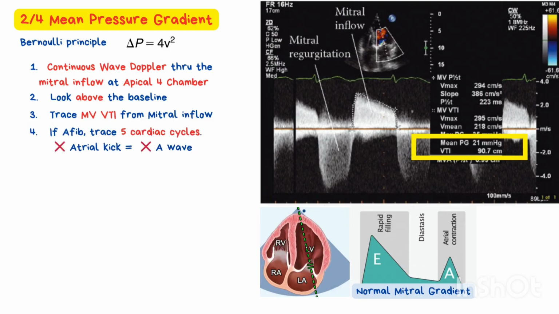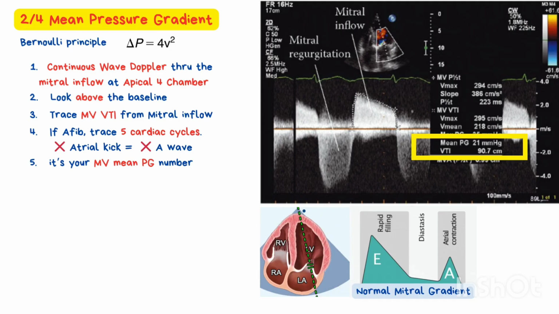Now, if your patient is in atrial fibrillation, which is often a consequence of mitral stenosis, you'll want to average 5 cardiac cycles due to the irregular rhythm. Remember, in AFib, there's no coordinated atrial contraction, so you won't see an A wave on the Doppler tracing, just a series of irregular passive flow patterns.